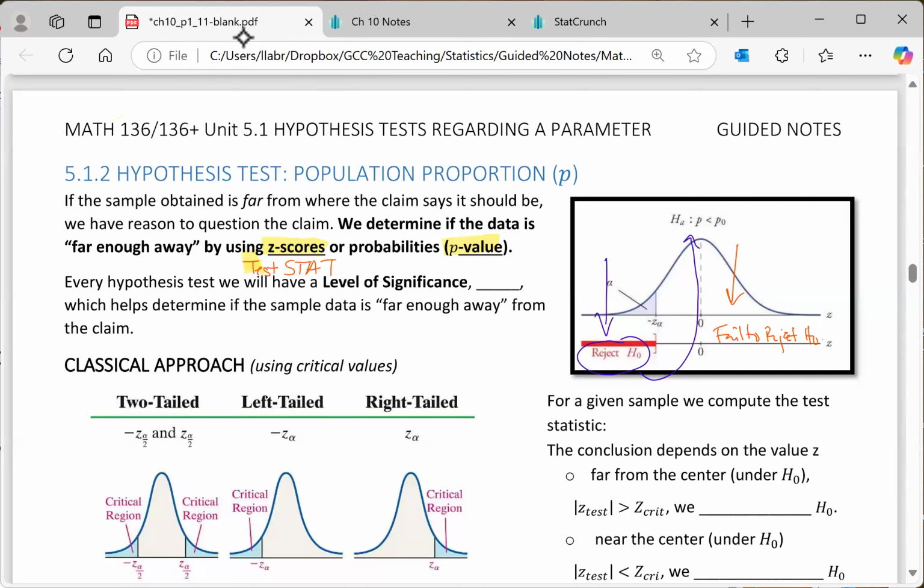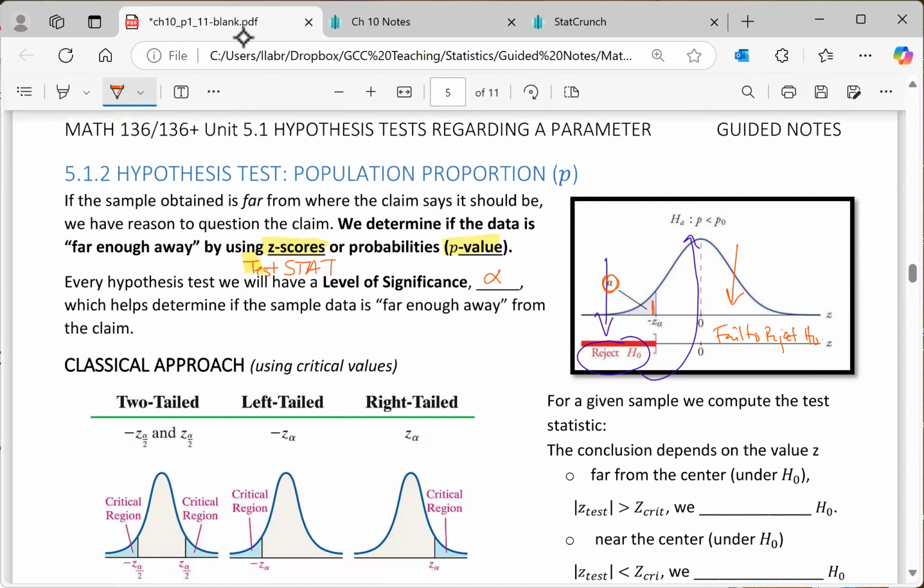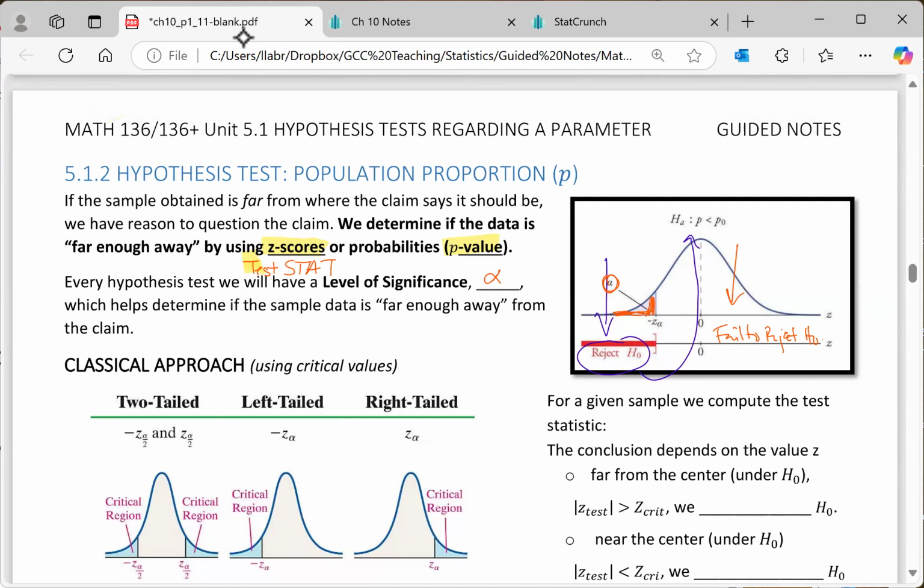Every hypothesis test is accompanied by a level of significance. In other words, at what level does a sample become significant? This is alpha. Alpha is always the area in the tails, because you're basically saying if I land in these tails, I have a significant sample mean because it shouldn't have occurred.